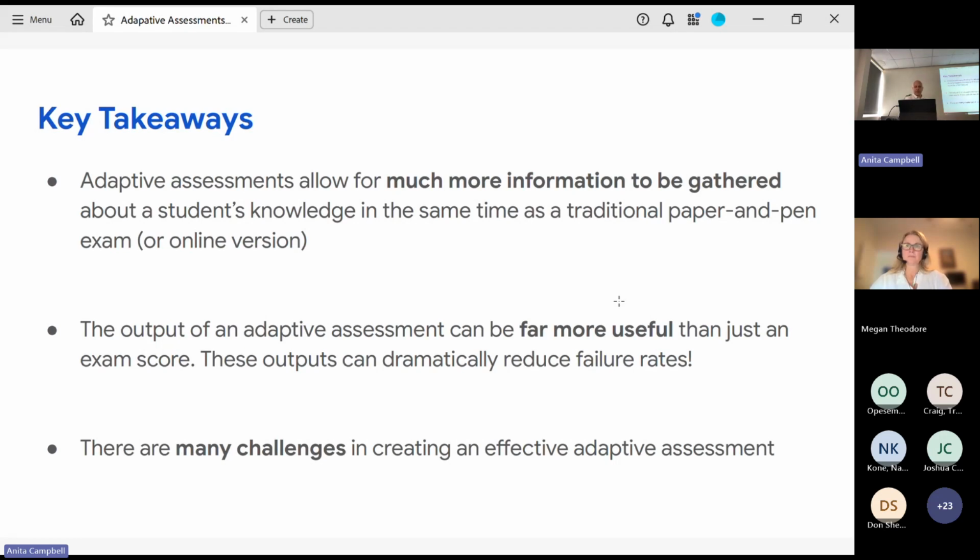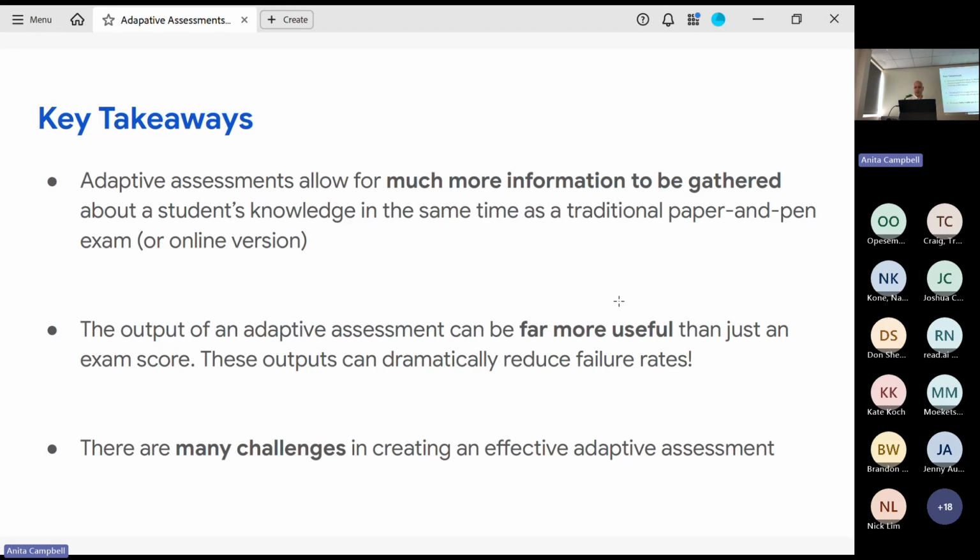But as great as adaptive assessments are, they're not easy to create. There's a lot of challenges and things you have to look out for that you might not think about when you're used to using a traditional type of paper and pencil test or an online version of such a thing.